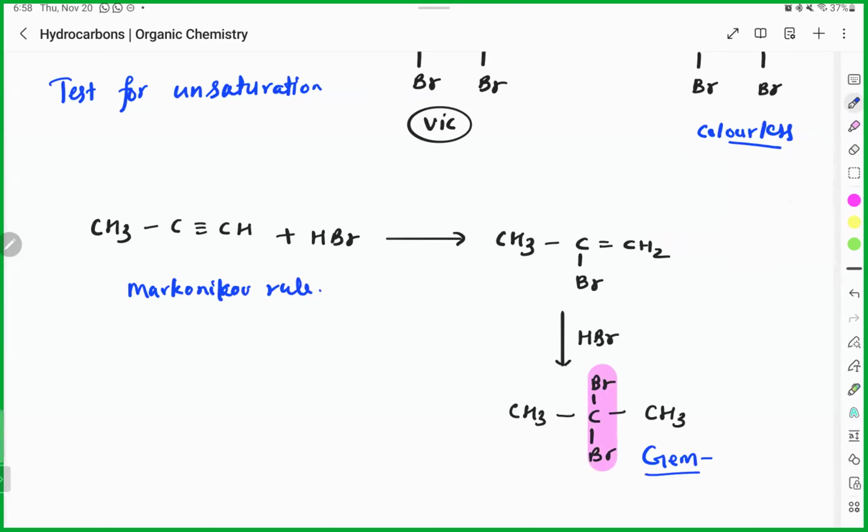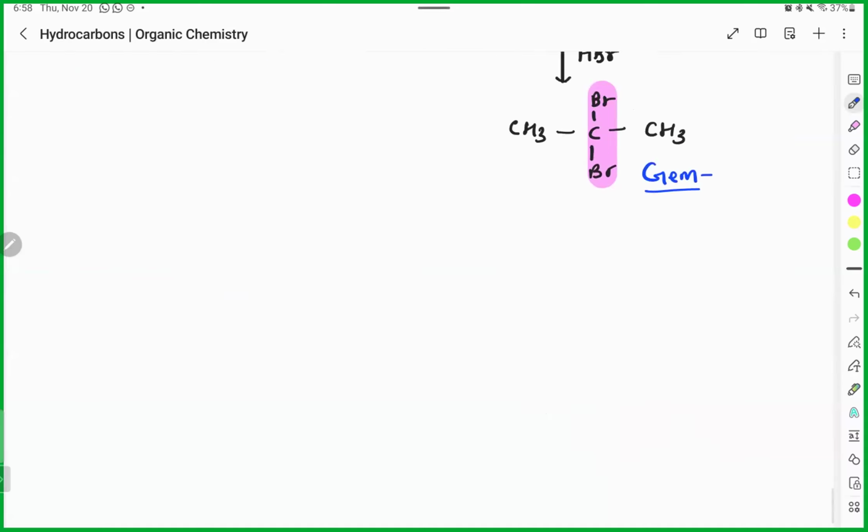Next reaction is very, very popular. You can't miss that. You can mark this as hydration, addition of water. So it is a simple reaction, but a special reaction.